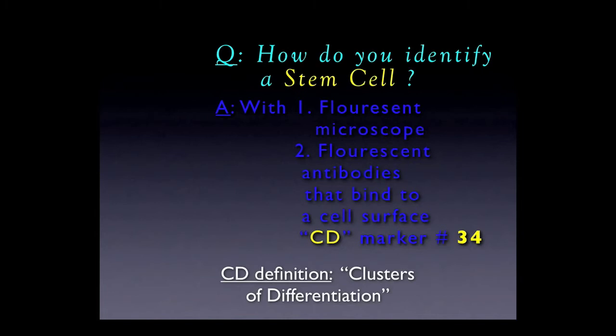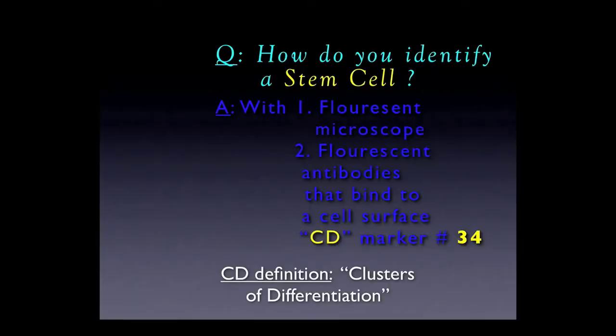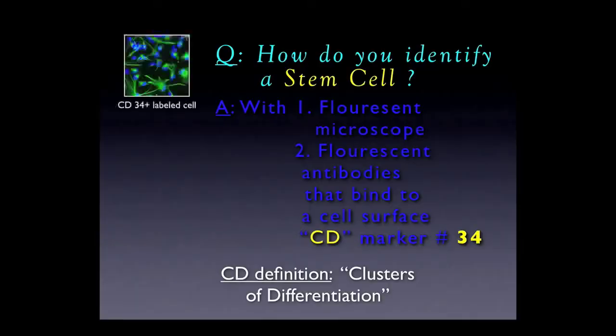And basically, if you go back and look at the nomenclature, cells have been found to have markers on their surface. In fact, there's over 300 clusters of differentiation now that have been found. And most of these have nothing to do with stem cells. But there's one that seems to be ubiquitous on stem cells, and it happens to be number 34. So if you see something that says CD34+, that's usually a stem cell. Here's a CD34+ stem cell from fat.